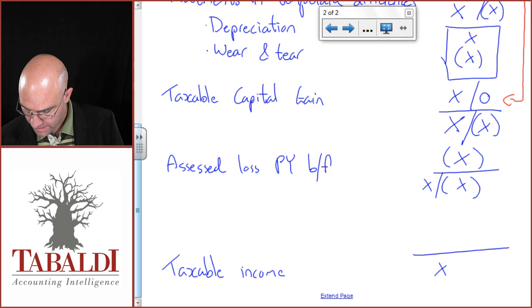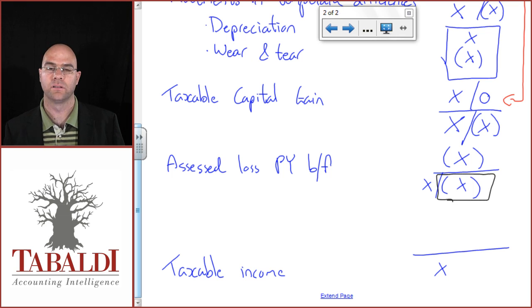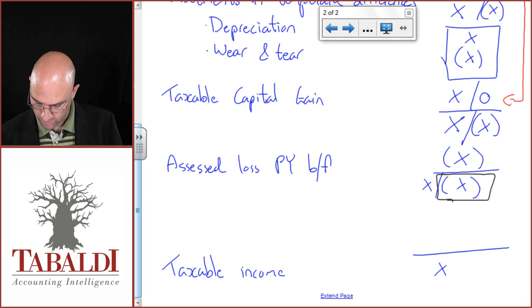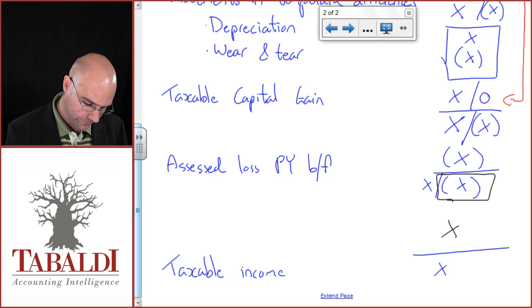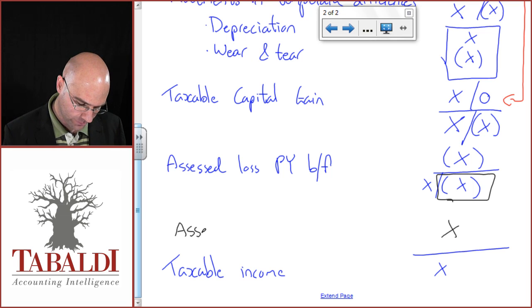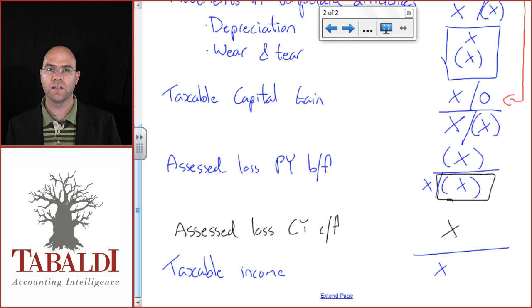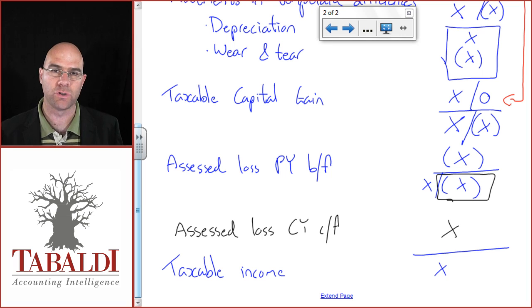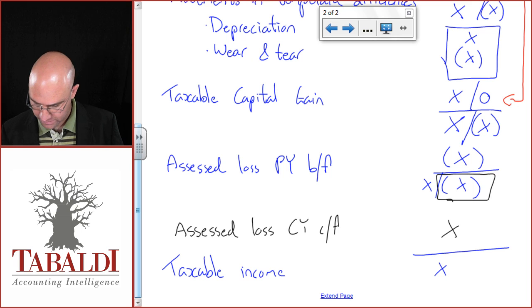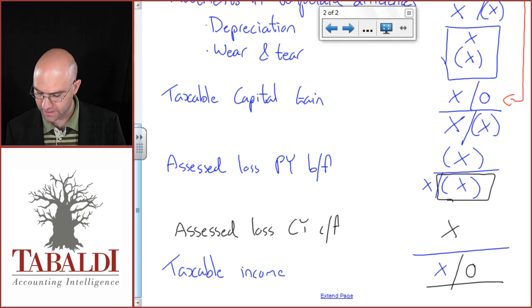But if it was a tax loss, then that loss gets carried forward as discussed, and I would have an assessed loss carried forward. And that would be a current year carried forward, and that will be utilized in future periods to reduce future taxable income. So if that was the case, I would have a 0 taxable income and 0 current tax expense.